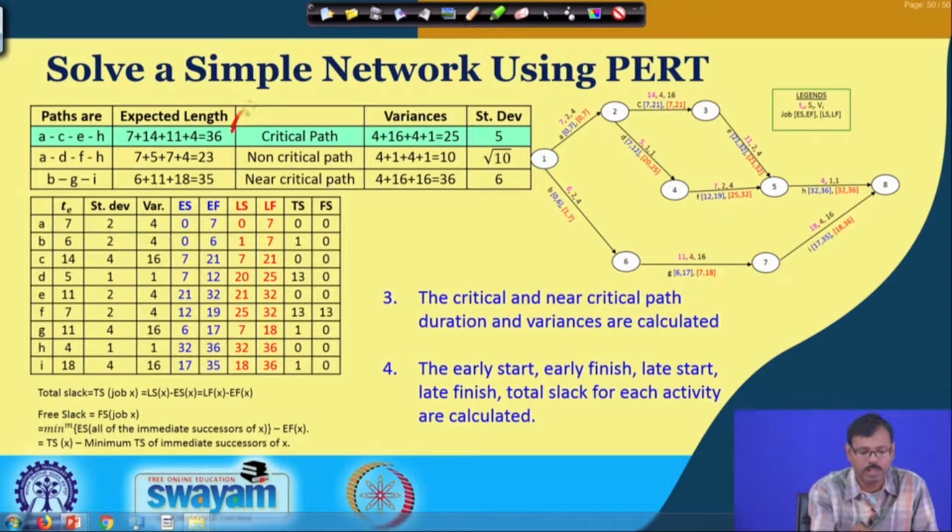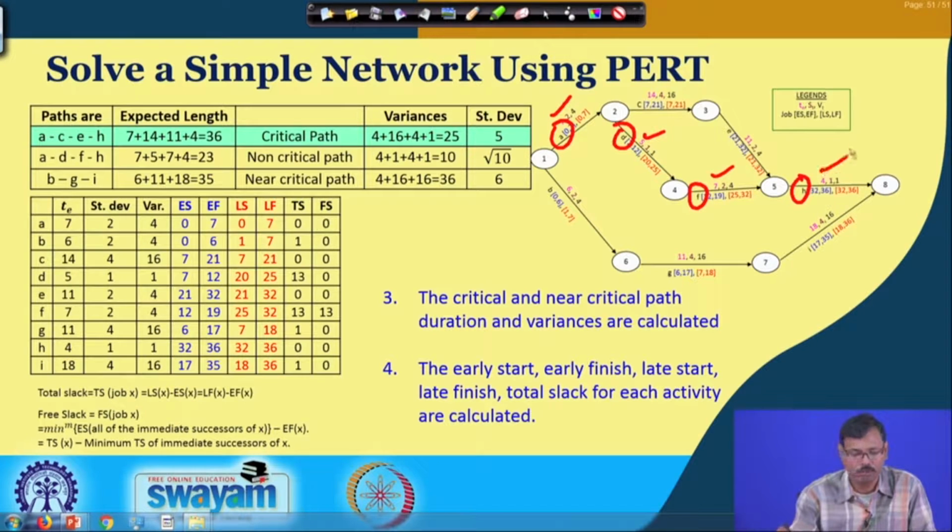the expected or mean time of the jobs associated with that path, and finally, it is coming 7 plus 14 plus 11 plus 4. So, that is 36. So, the expected path length of this is 36. Similarly, we have determined for path 2, that is A, D, F and H, and the durations are 7, 5, 7, 4. So, it is coming 23 for this path.